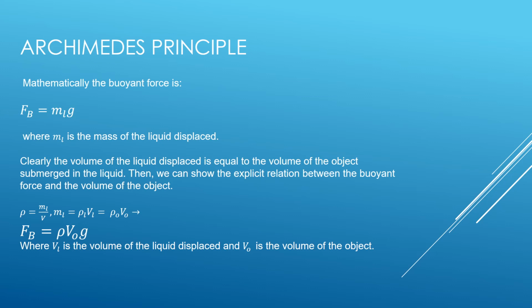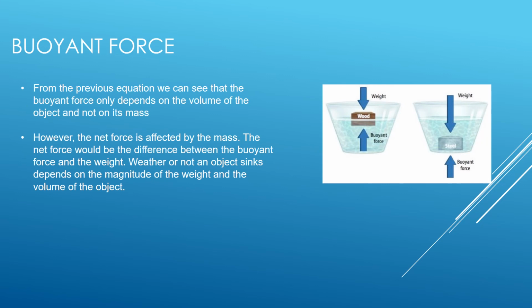Now comes a really fun concept. From our previous equation, we can see that the buoyant force only depends on the volume of the object, not its mass. However, the net force is directly affected by the mass. The net force would be the difference between the buoyant force and the weight.